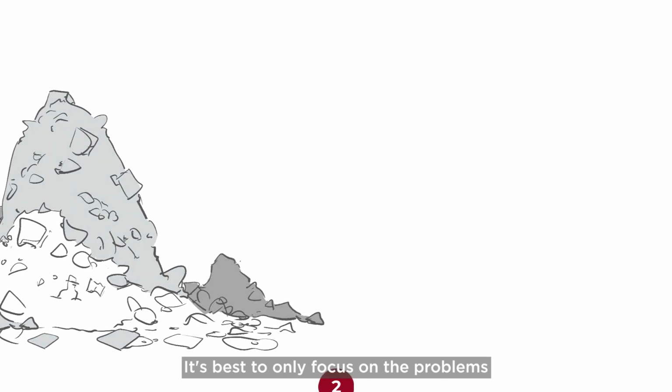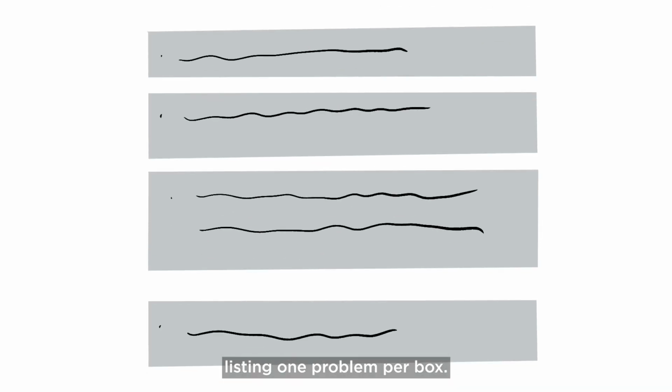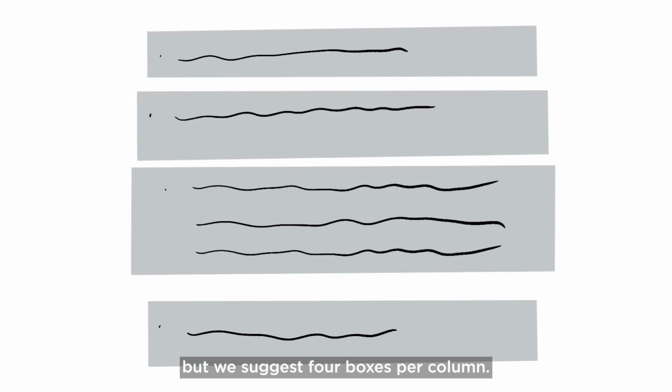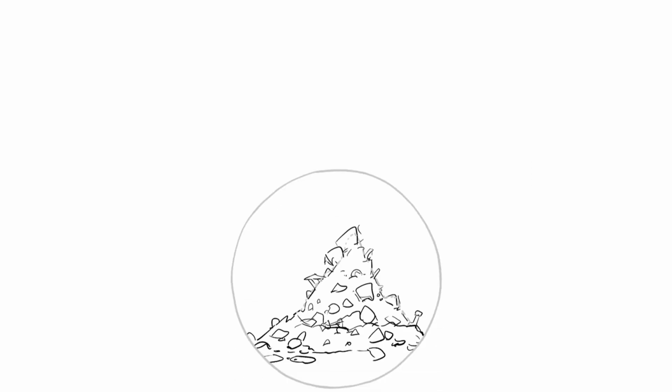It's best to only focus on the problems that are relevant to your project, listing one problem per box. You can create and remove boxes as needed, but we suggest 4 boxes per column, so stay focused on information that's key to your project.